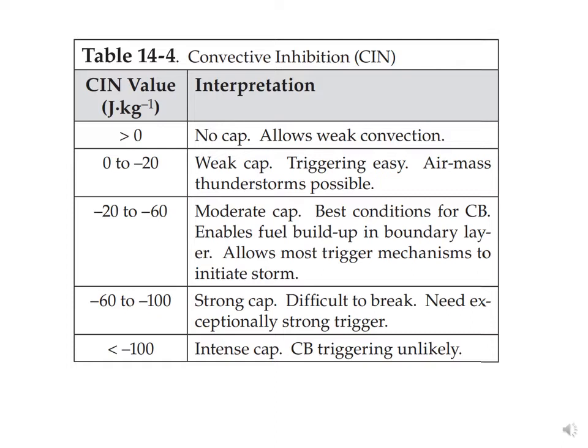If you have a convective inhibition of -60 to -100, that's a really strong cap. It's difficult to break, and if it does break, it means that you've got a really strong lifting mechanism to overcome that. And if you have a CIN value less than -100, that's an intense cap, and it's probably going to limit your convection that day, unless you have absolutely forced lifting.